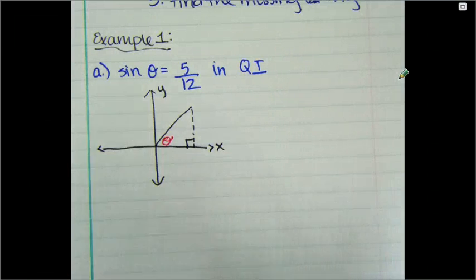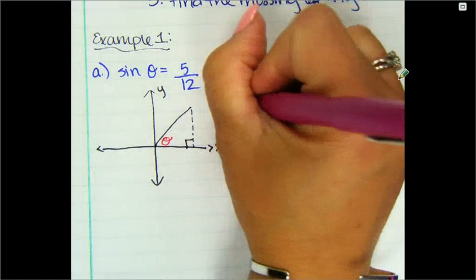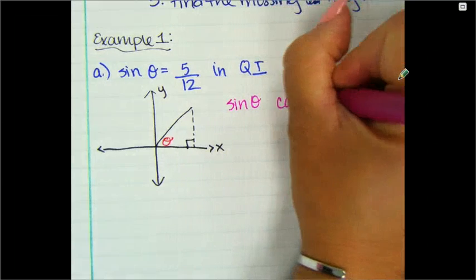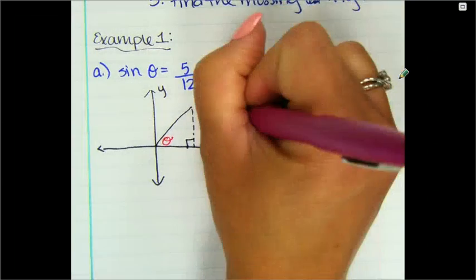Okay, now let's think. First of all, let's make our little chart. So sine of theta, cosine theta, tangent theta. Yes?